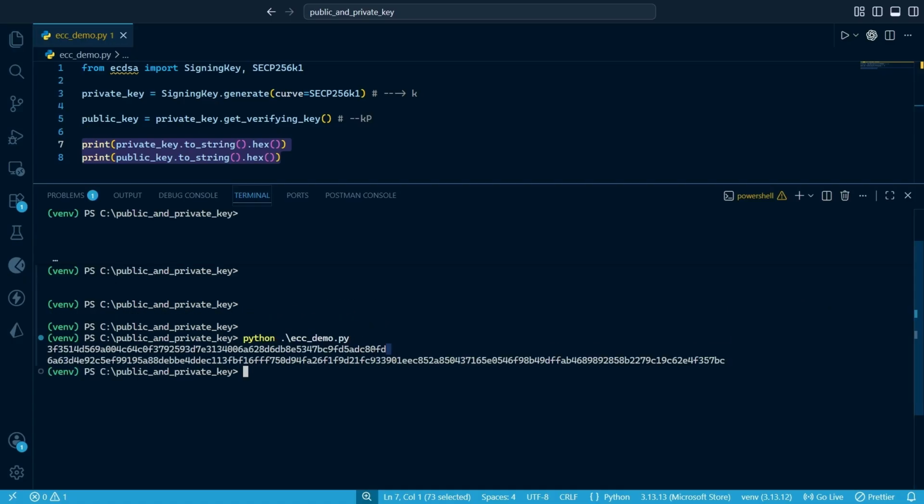As you can see in the output, this is the private key and the second one is our public key. These are in hexadecimal format.